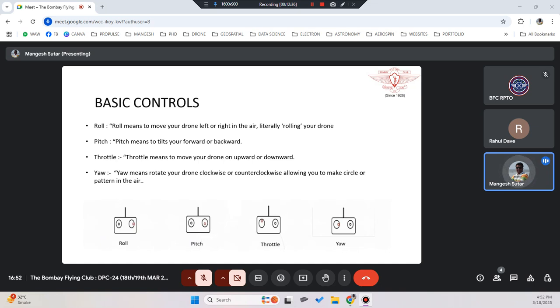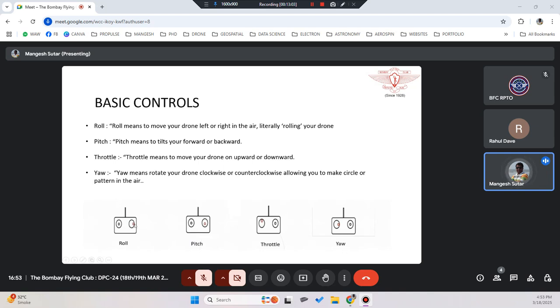So on the right side it is roll and pitch, on the left side it is throttle and yaw. Your pitch and throttle are always up and down movements, whereas your roll and yaw are always lateral movements of the sticks. So if you see here, roll, you can move like this: roll right, roll left.